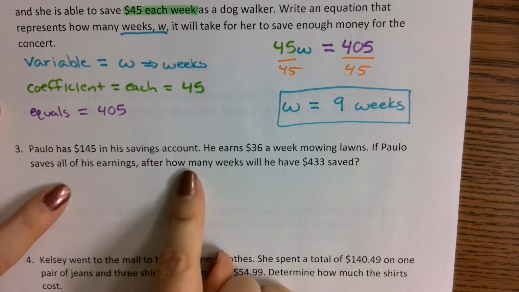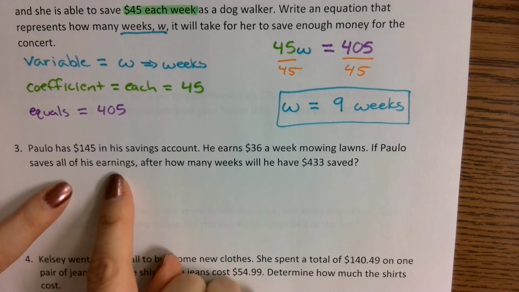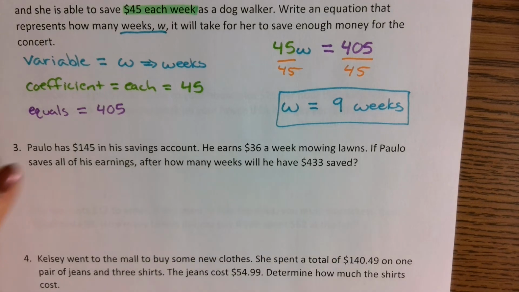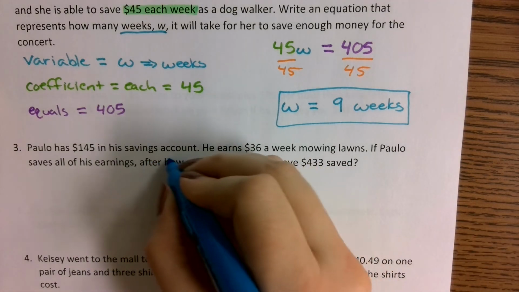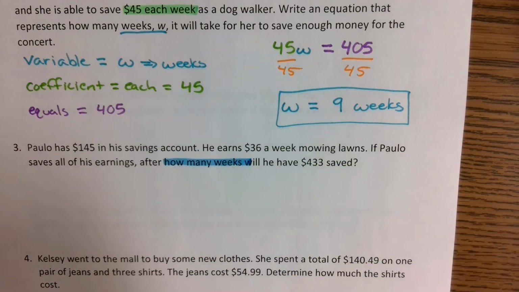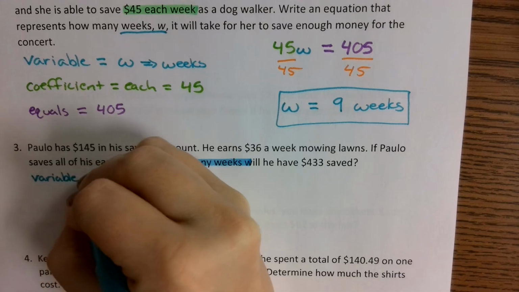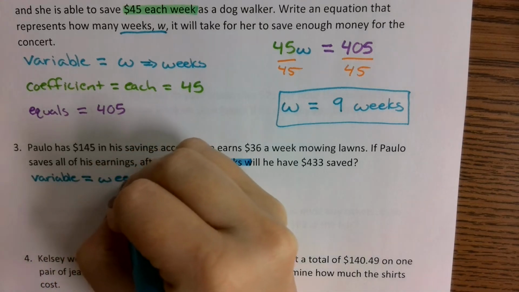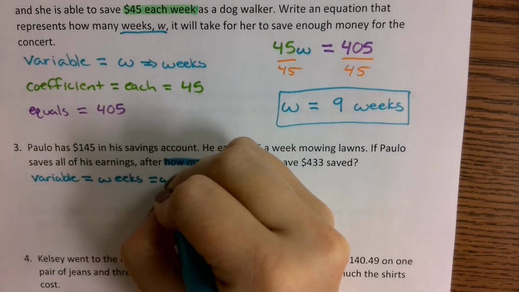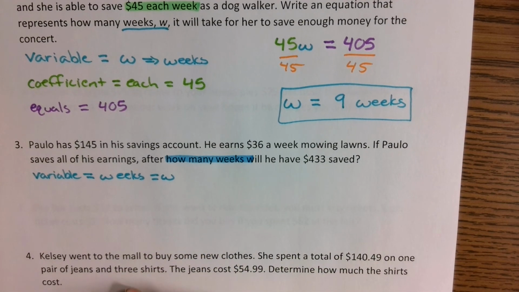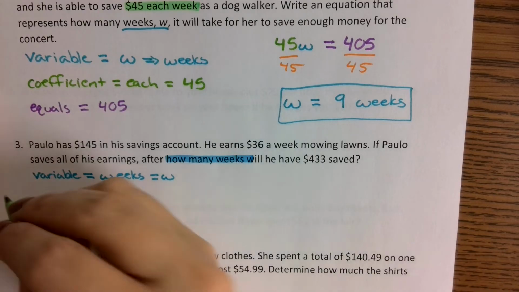Okay, so in the question, if Paulo saves all of his money, after how many weeks? There's my question. How many weeks? So what's my variable going to be? W. Weeks is going to be my variable. So we're going to use the letter W. After how many weeks? There is my variable.